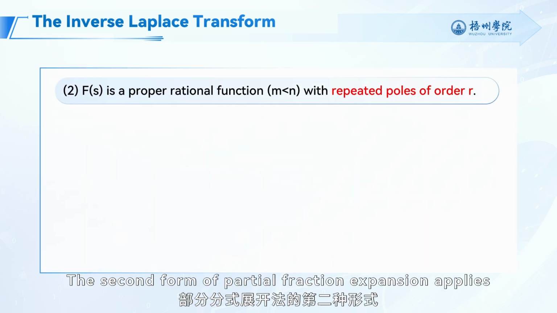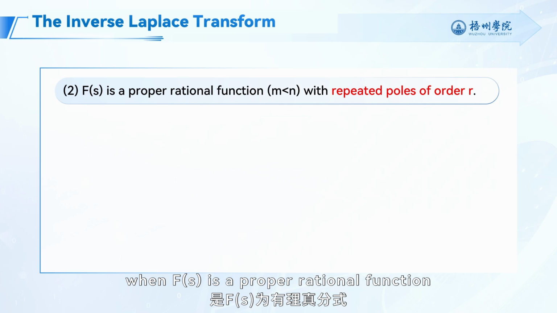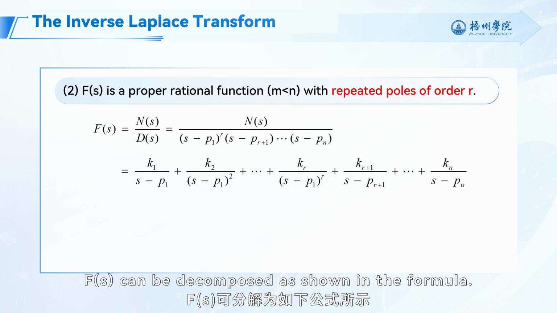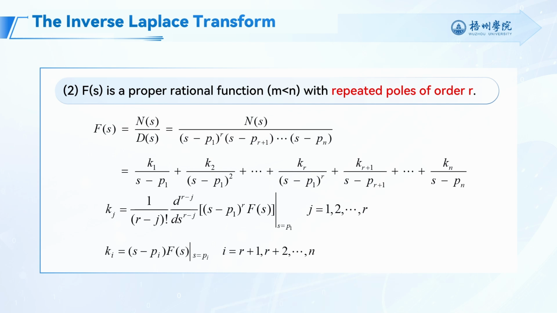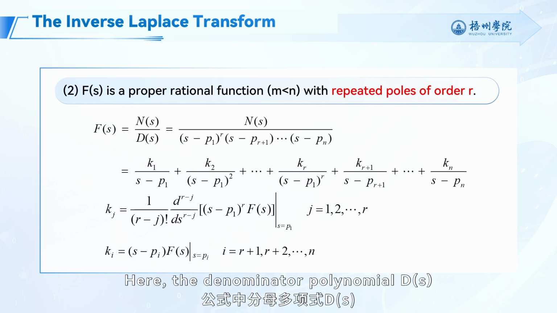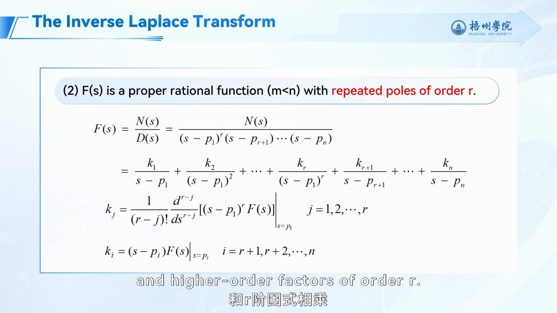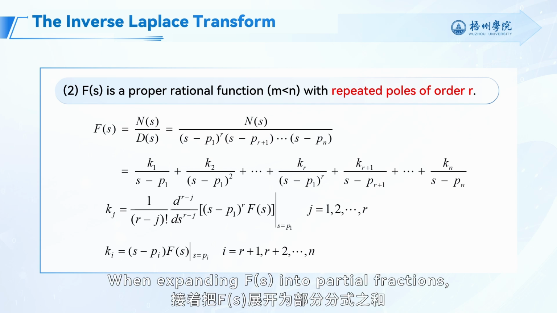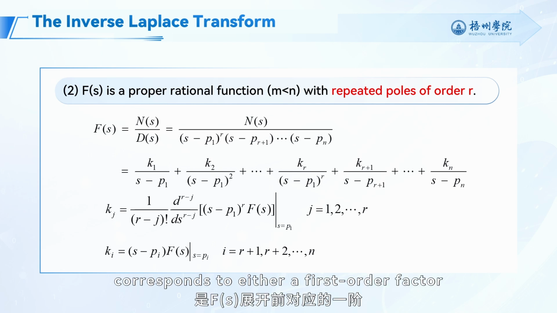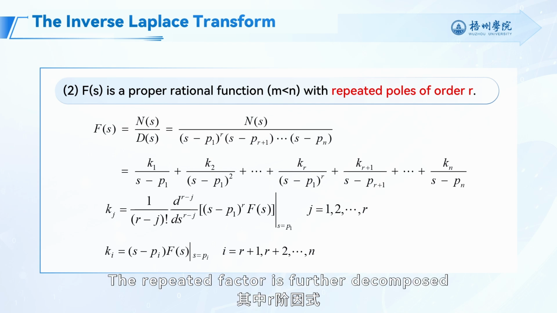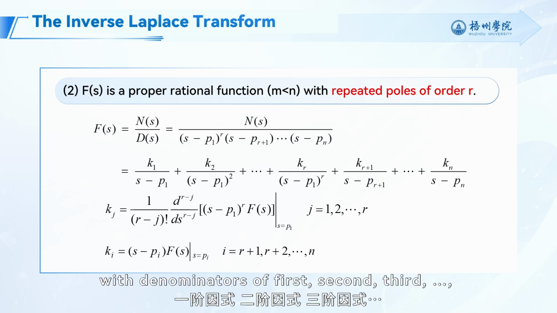The second form of partial fraction expansion applies when F(s) is a proper rational function and has poles of multiplicity r, i.e., repeated poles. In this case, F(s) can be decomposed as shown in the formula. Here, the denominator polynomial D(s) is expressed as the product of first-order factors and higher-order factors of order r. When expanding F(s) into partial fractions, each denominator corresponds to either a first-order factor or a repeated factor of order r. The repeated factor is further decomposed into a series of fractions with denominators of first, second, third, up to r-th order.